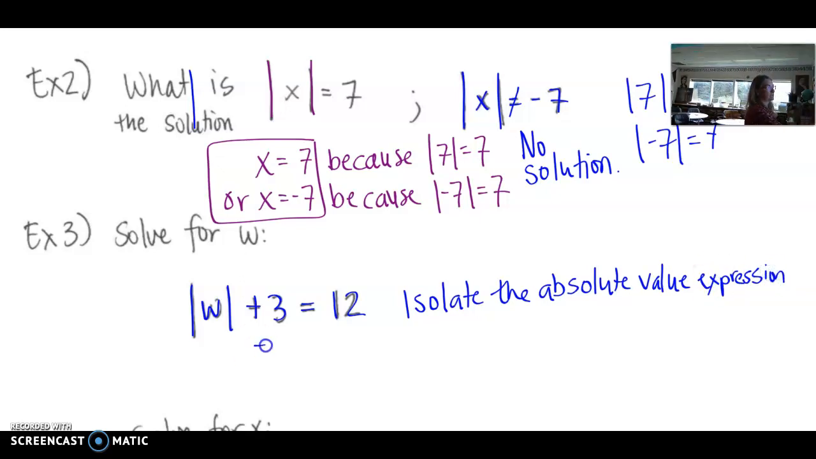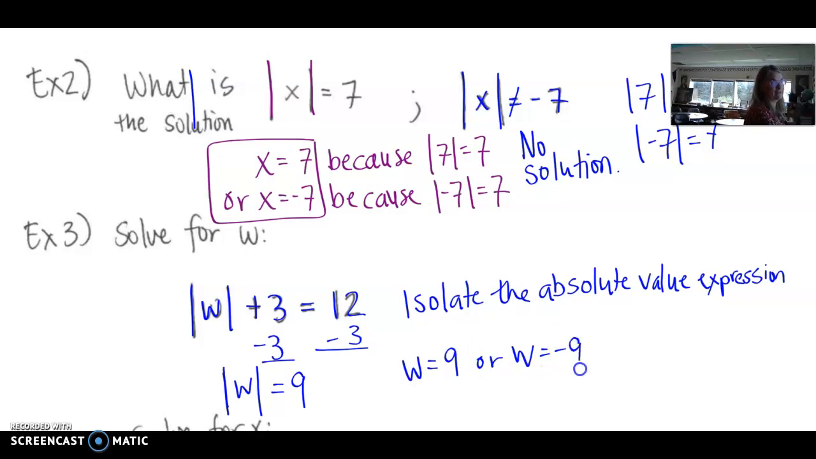So we want to get rid of this 3, adding 3, so we're going to subtract 3 from both sides. Now we have the absolute value of w, because 3 minus 3 equals 0. So it's just the absolute value of w on the left side. 12 minus 3 is 9. And now what numbers can you put in for w so that when you take its absolute value, you get 9? The solution would be w could either be 9 or w can equal negative 9.